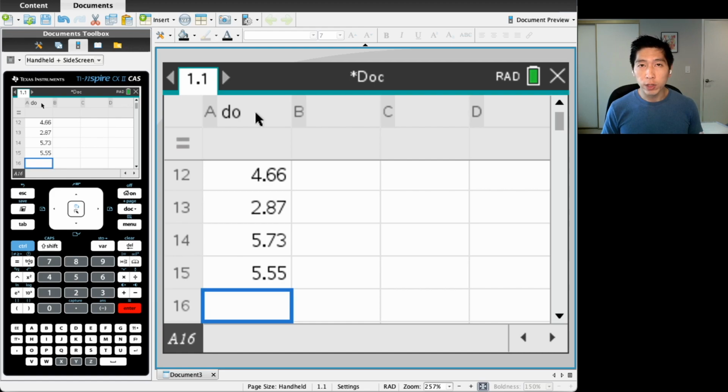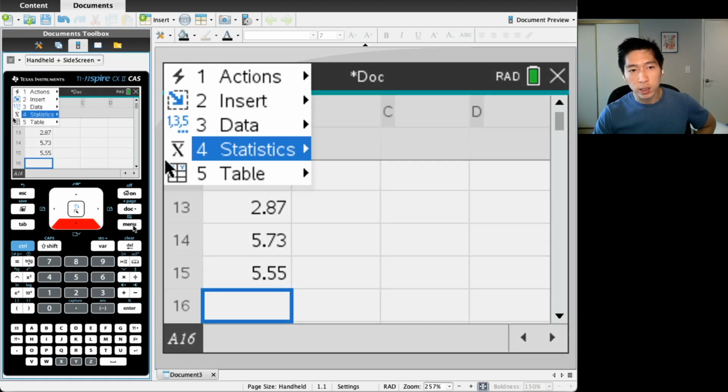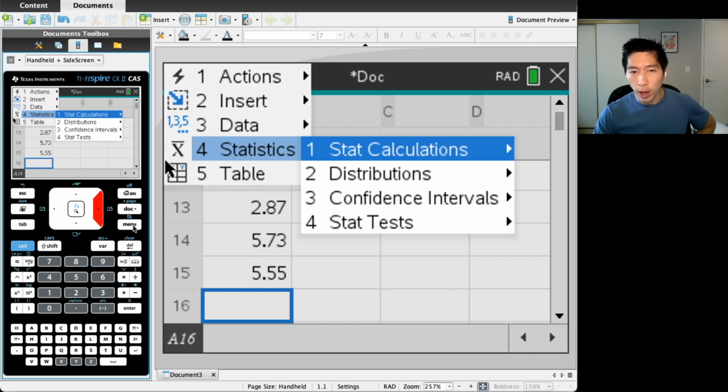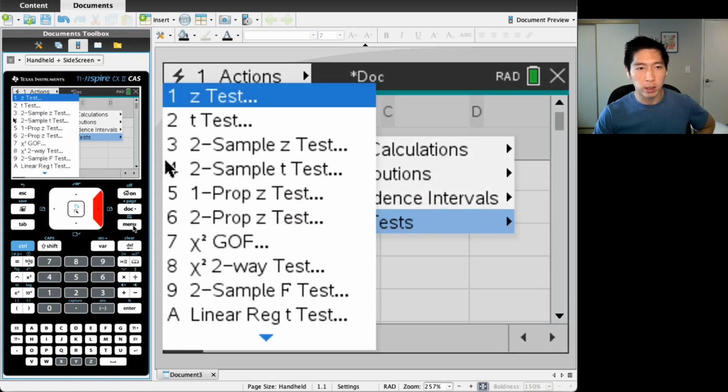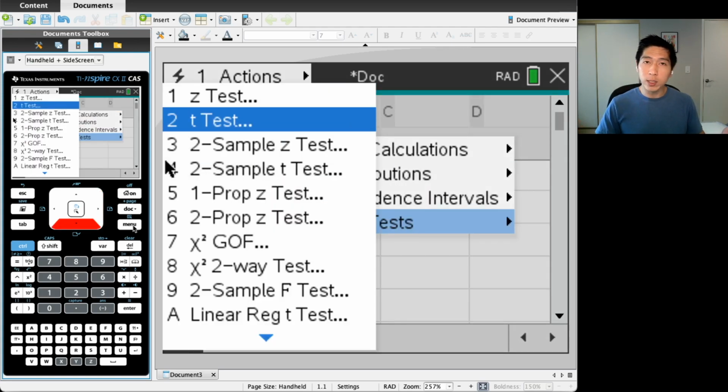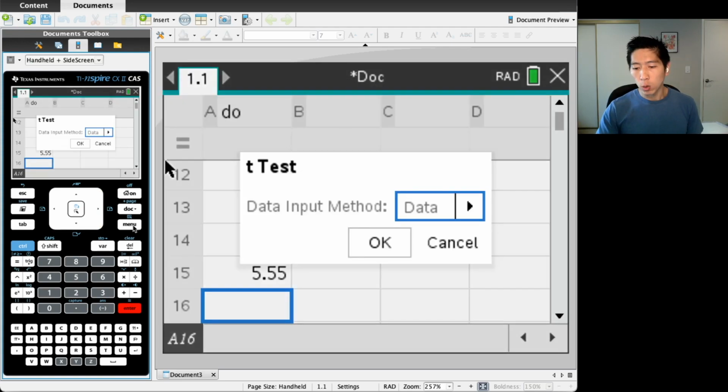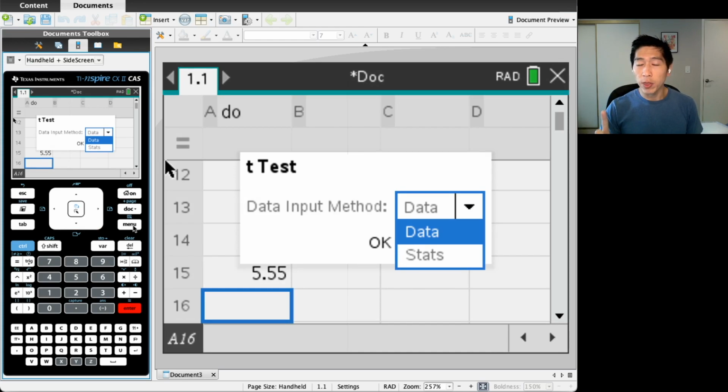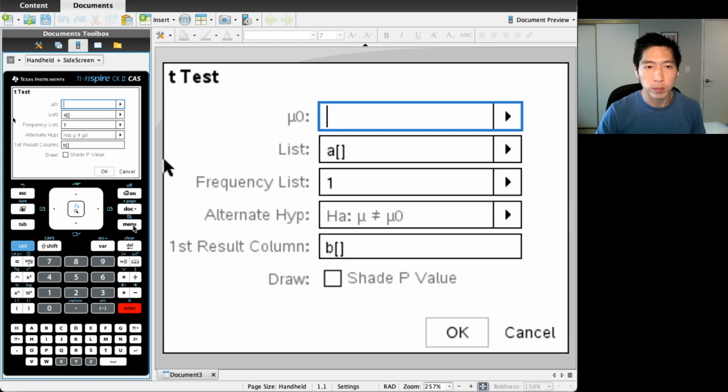Now that you have all of your data, you can conduct your t-test for means right here on the spreadsheet. What you want to do is you want to select the button Menu. We're going to go to Statistics again, as usual. Again, we have these options. We're going to go to Stat Test. And then this is the same exact test. It's a one sample t-test for means. So we're going to choose that. We have two options, data or stats. This time we're going to choose data because we input the data. And we're going to hit OK.